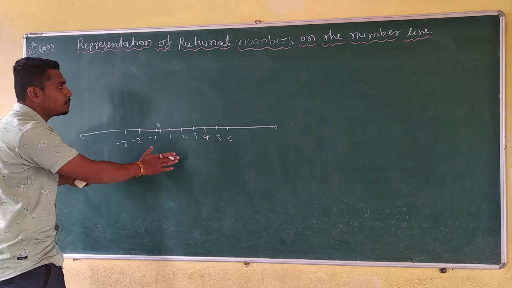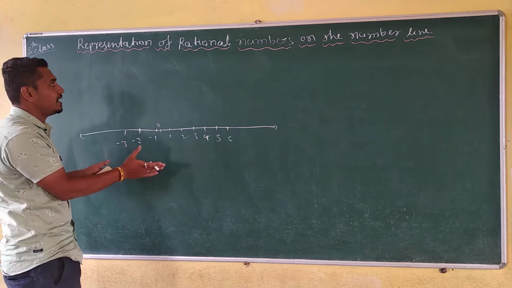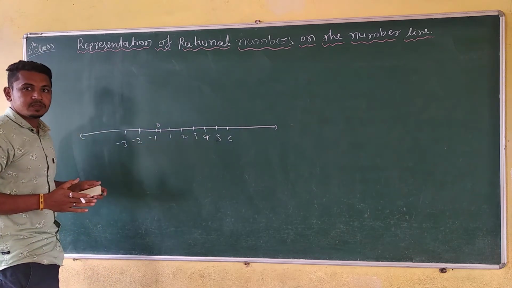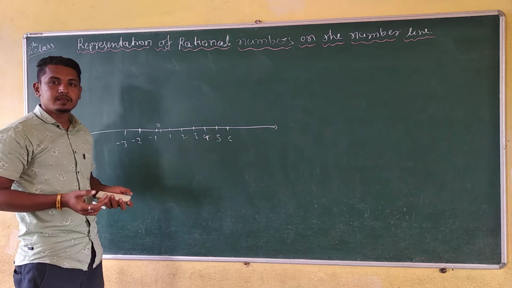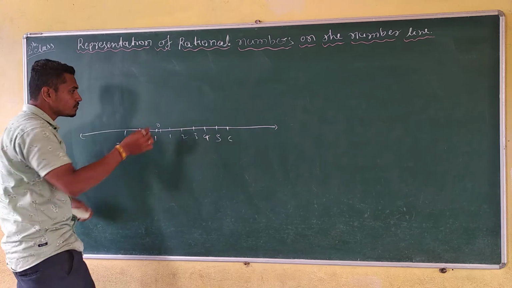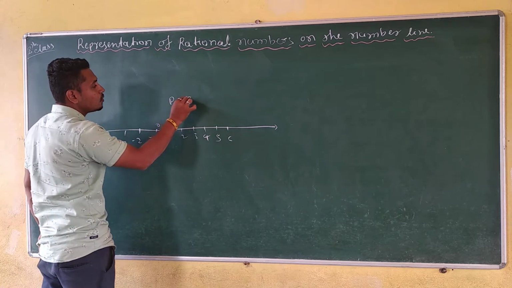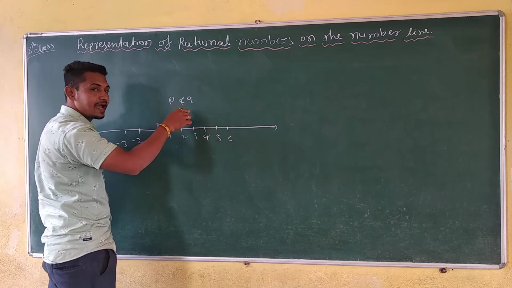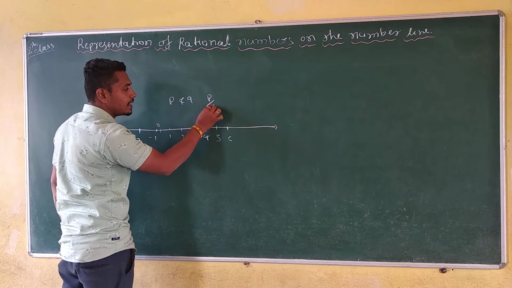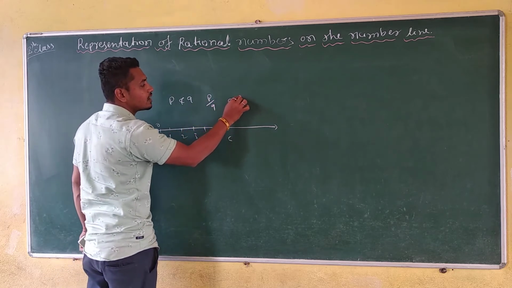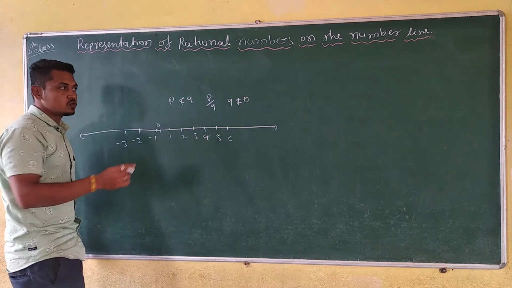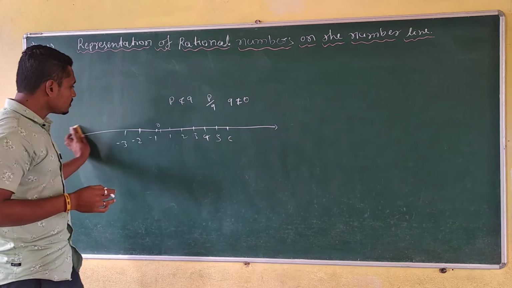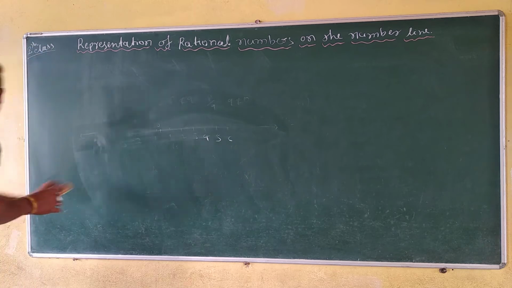In that number line, now we have to represent which numbers? Rational numbers. What are rational numbers then? P and Q are any integers. It can be written in the form of P divided by Q, and Q is not equal to 0. Such numbers are called rational numbers.